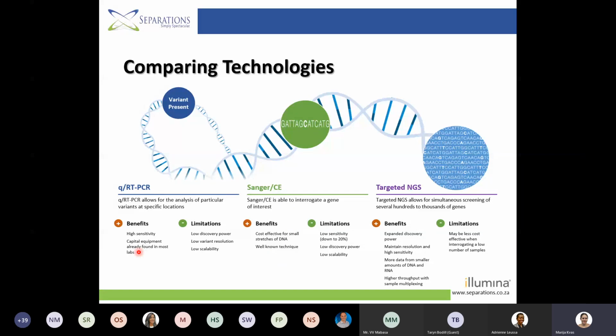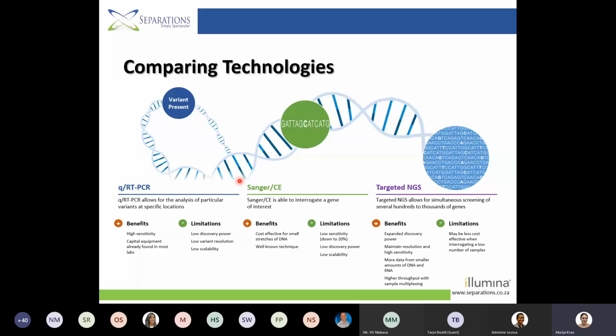So when we look at the other technologies that are present in the lab, obviously qPCR and Sanger sequencing, those two are golden standards for what they do, and obviously they have high sensitivity and they're well-known techniques. We all worked with them, but they lack the discovery power and they don't have as much scalability as NGS has, and also we cannot look at so much resolution like we can with NGS.